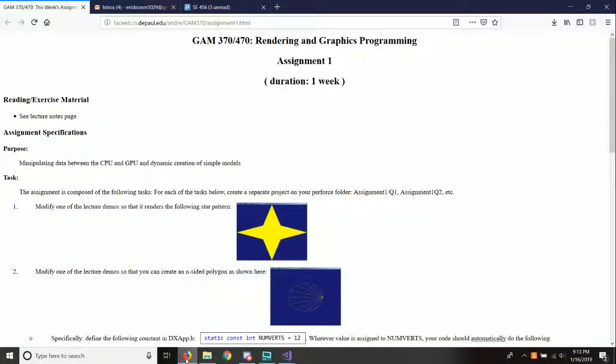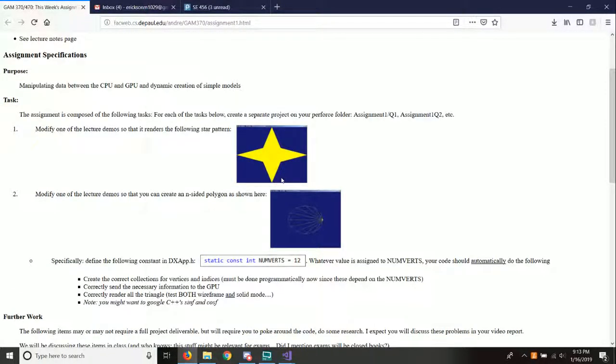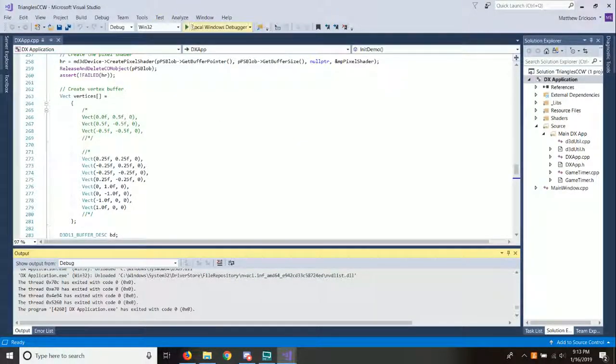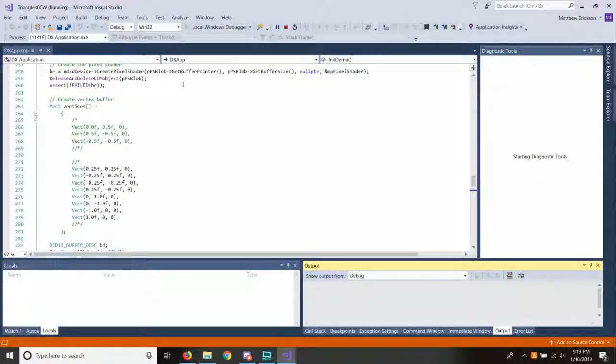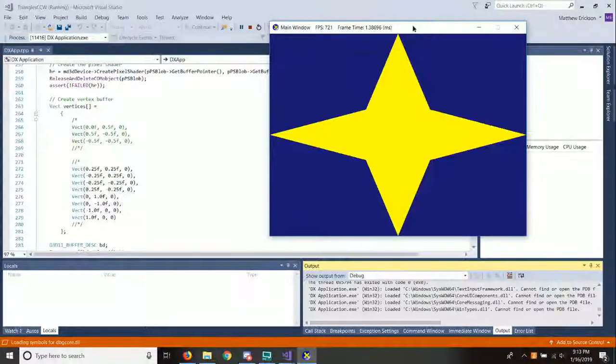We had assignment 1 where we had to do the star and the n-sided polygon. Take a look at the star first. I'll get this running while we move that off to the side. You can see it runs.